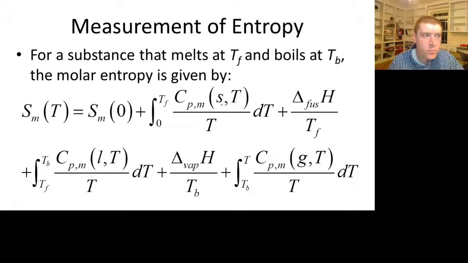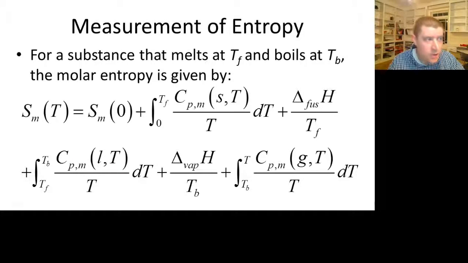molar heat capacity there, plus now our enthalpy change for the melting process, the fusion process, divided by the temperature at the freezing point at whatever pressure we're at, plus the integral from the freezing point up to the boiling point, assuming that we're going up past the boiling point.